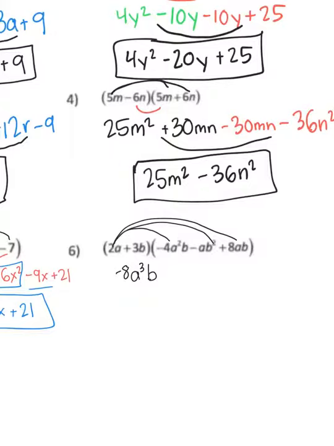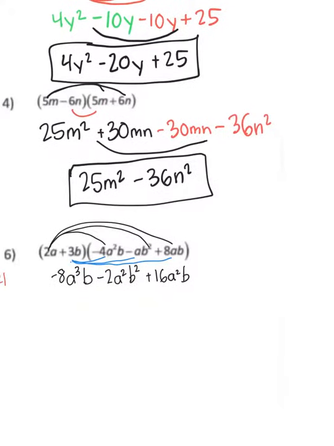My next term, I've got 2a times negative ab squared, so 2 times negative 1 is negative 2. Then I've got a squared and b squared. Now 2 times 8 gives me positive 16. A times a is a squared, and b at the end. So now I did my first term. Now I need to do my second term. So I'm going to multiply 3b by each term in my trinomial.